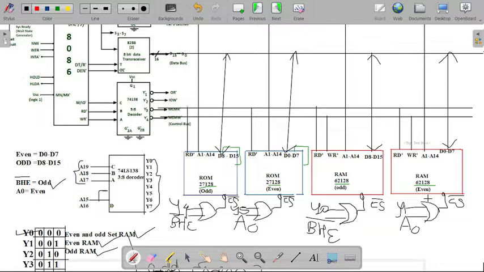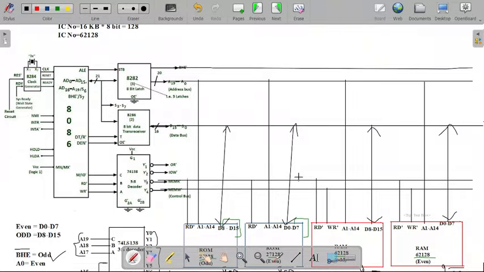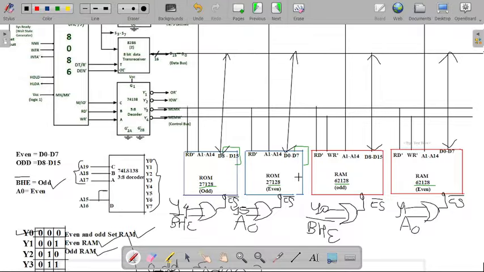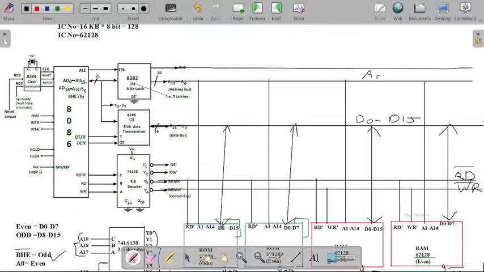So now the diagram is completed and we have drawn the structure for our minimum mode configuration, and this configuration consists of the RD bar signal as well as the memory read signal, then our write signal. So these are the two low signals that will be available, that is RD bar and WR bar. This is our data lines, from D0 to D15. And this is our address line, from A0 to A19. And this is our bus high enable signal. This is also activated in our connection.